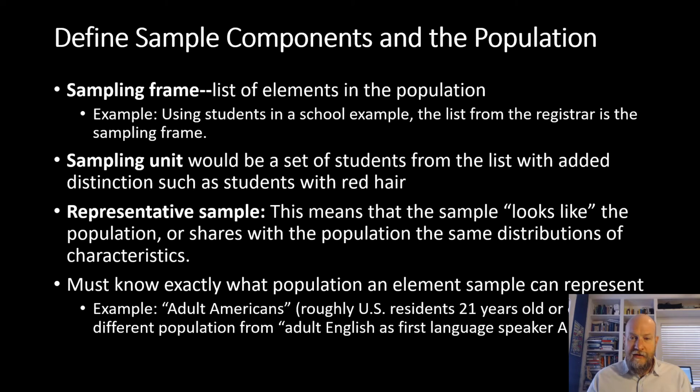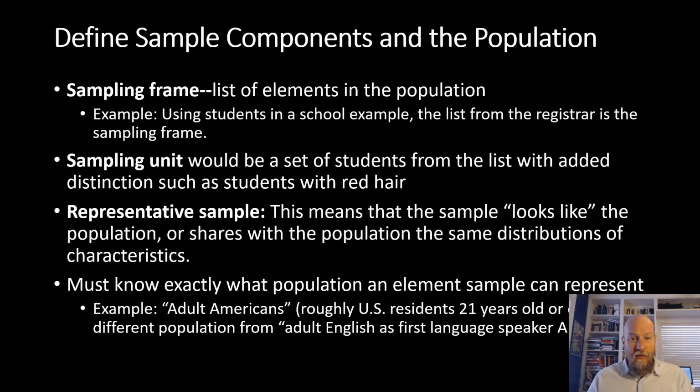The goal then is to pull a representative sample from the larger population. Representative is the key word here. You want the sample to look like the larger population. It needs to share with that population the same distribution of characteristics, for example. So that's why we sometimes have to know distinct things about the population, because we want to make sure that the sample we pull looks like the population.